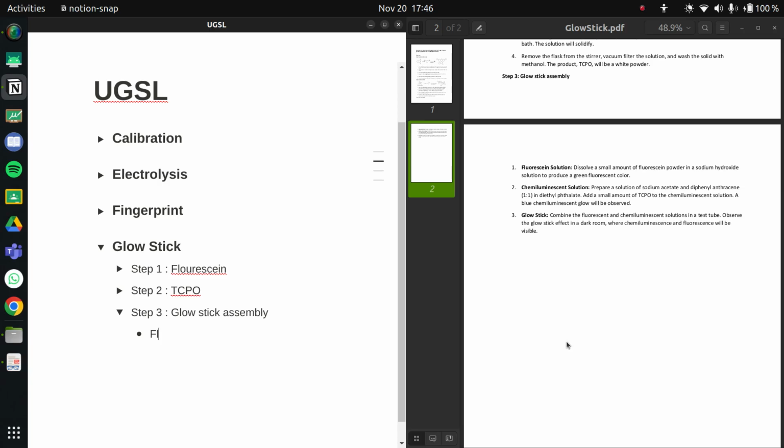So the fluorescent solution creation. Alright, so dissolve the fluorescein in NaOH solution to produce a, it's just fluorescein dissolved in NaOH solution. And what else? Green fluorescent color.